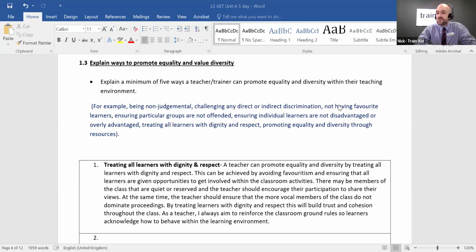Not having favorite learners. Of course, as a teacher, you need to be objective, you need to be supportive. And by promoting equality, that's being objective. Essentially, it's not having favorite learners, it's not giving learners too much attention. It's trying to be as equal as you can to give your time to each learner to support them with their coursework or exam or whatever they're preparing for. So try to be as objective as you can.